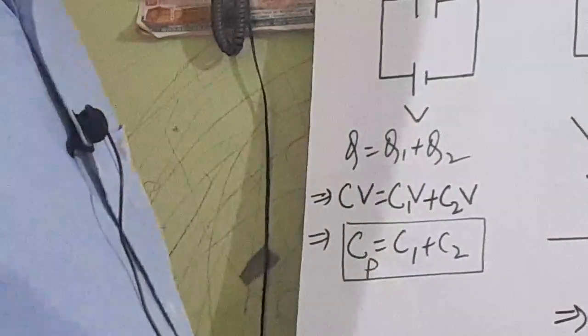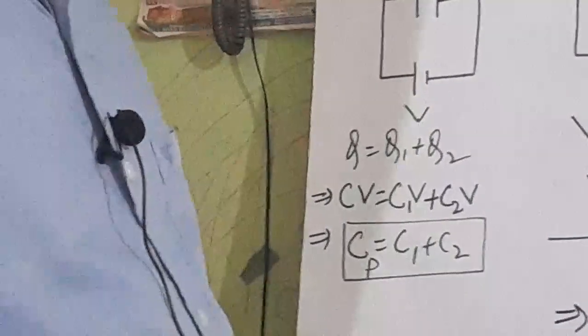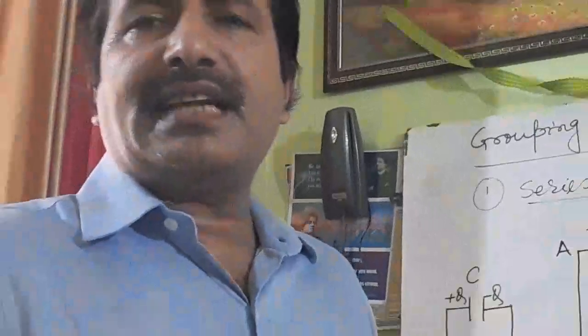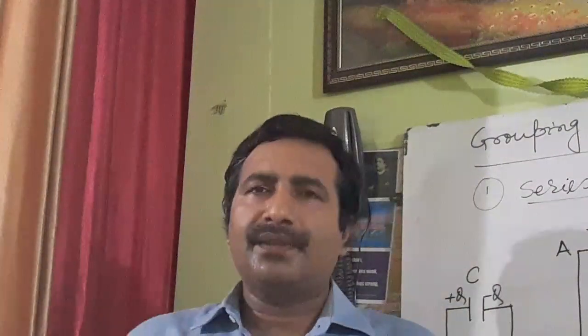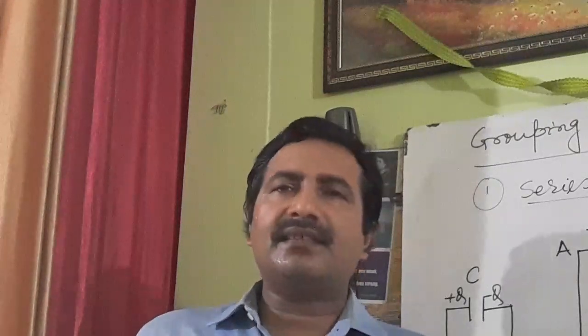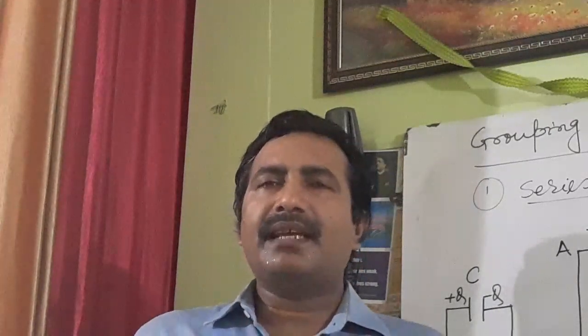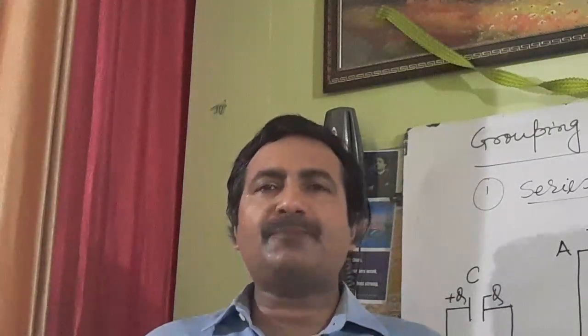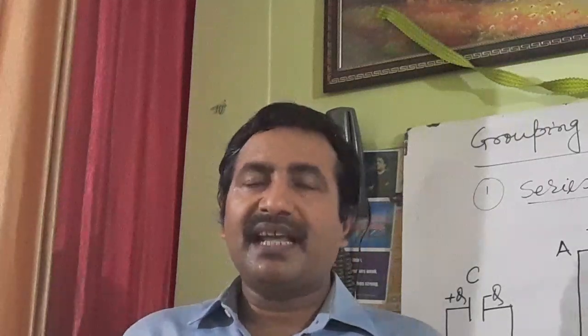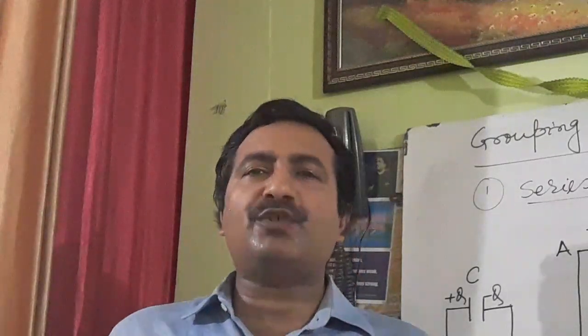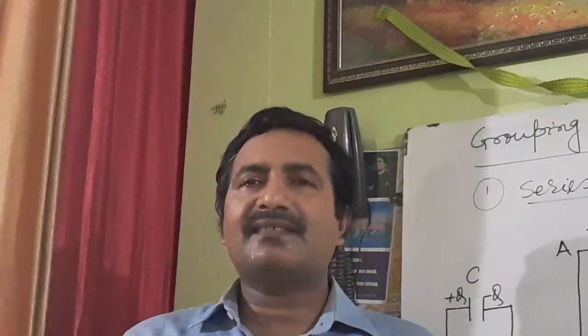Is it clear? Now let us discuss two things here. First thing is that in series combination, equal charges are observed on both the capacitors, but in case of parallel combination, equal potential differences are observed across the two capacitors. In series, the sum of the potential differences across the individual capacitors is equal to the net potential difference across the combination, and in parallel, the sum of the charges on the individual capacitors is equal to the net charge supplied by the cell.